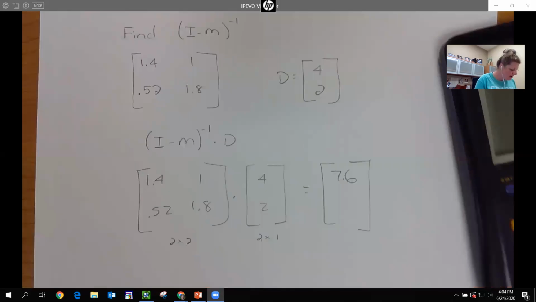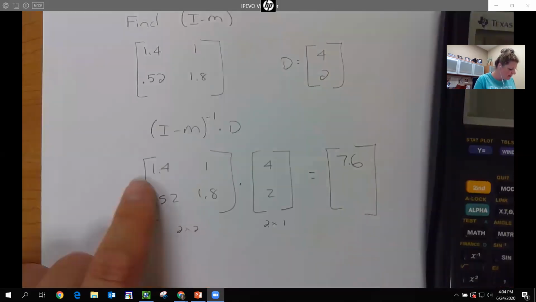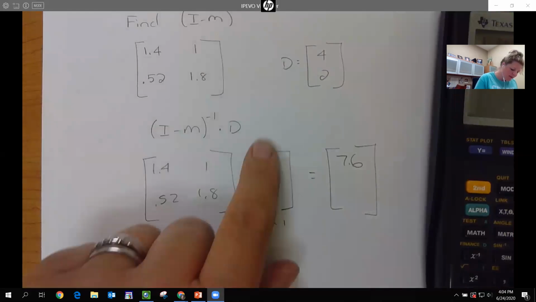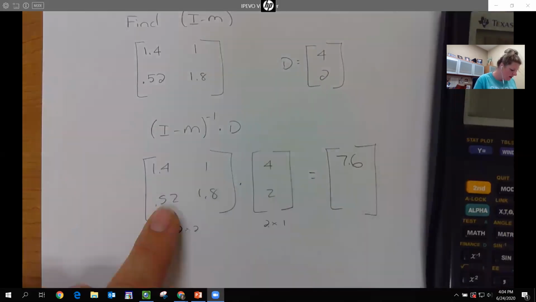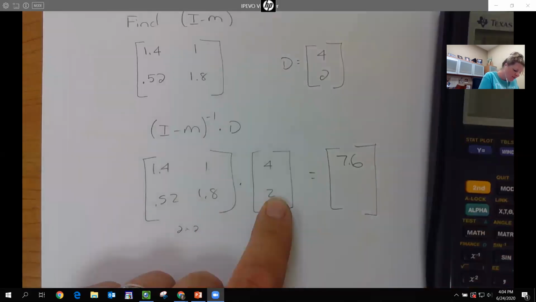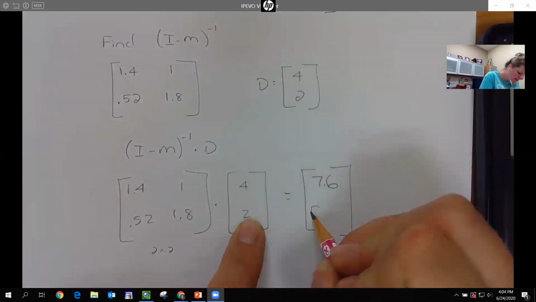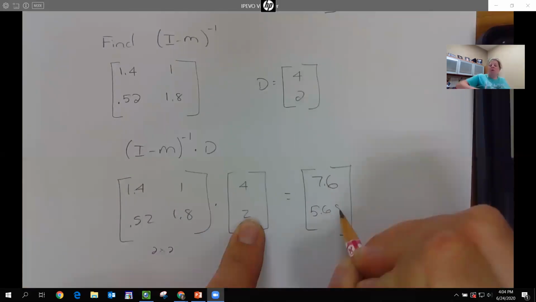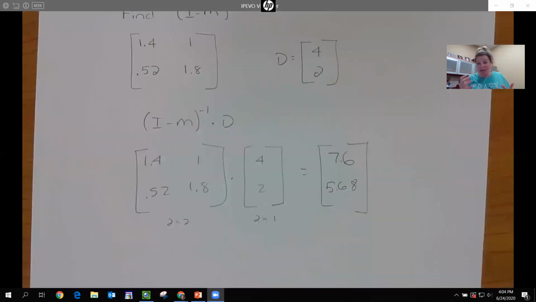And then the last one, this one we did times this one. Now this one times this one would be 0.52 times 4 plus 1.8 times 2, which is 5.68. Ta-da. So this is the process for input output.